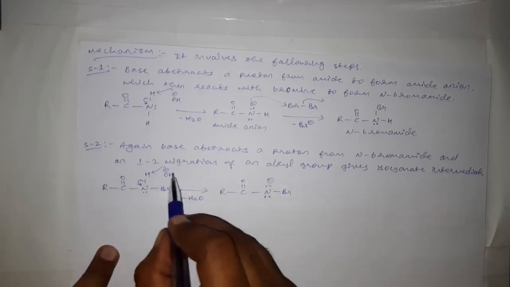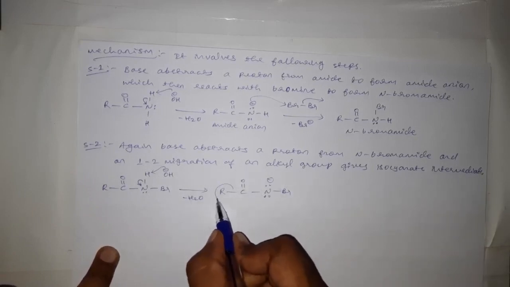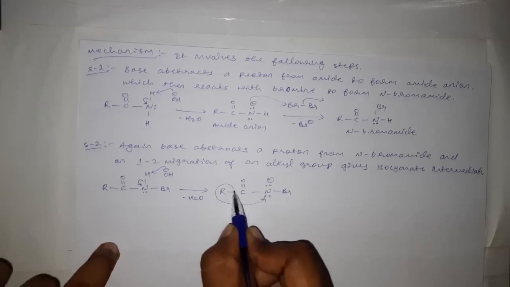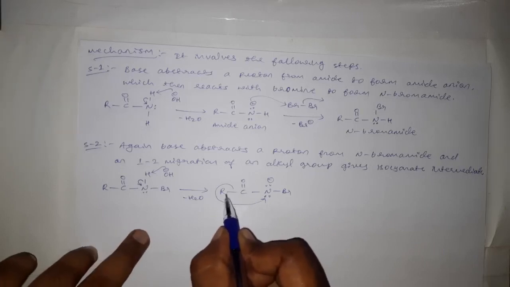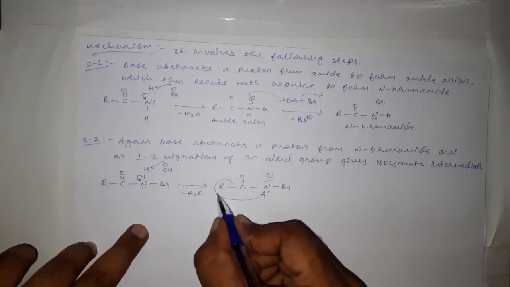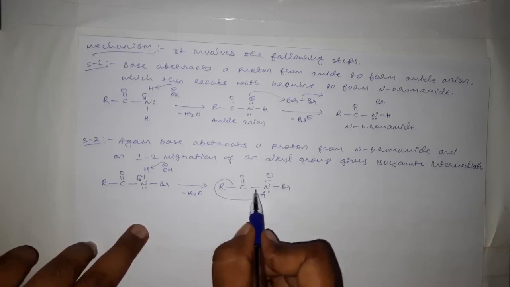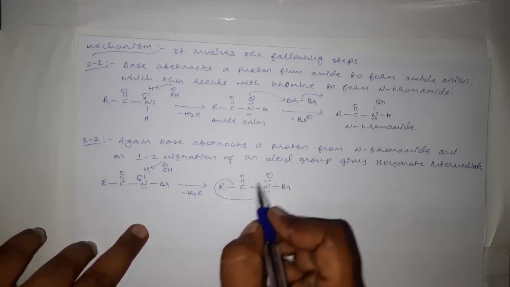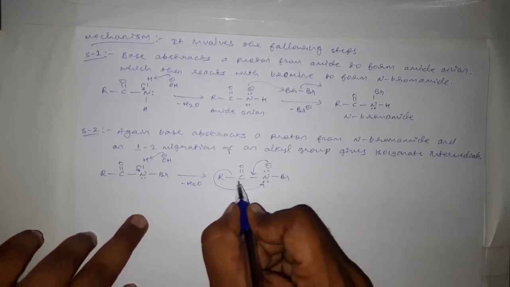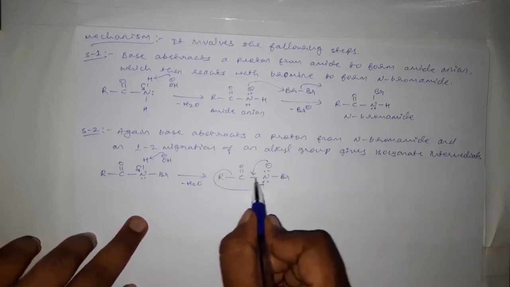Then, 1,2 migration of an alkyl group takes place. This alkyl group will move from position number 1 to 2, along with the bonded pair of electrons. After the breakage of this bond, this carbon has only 3 bonds, 1 2 3, and to satisfy the covalency of carbon, this extra pair of electrons on the nitrogen moves towards this carbon-nitrogen single bond.